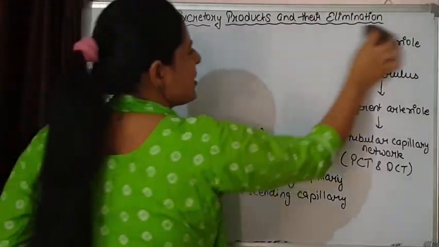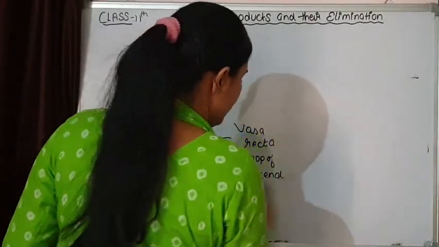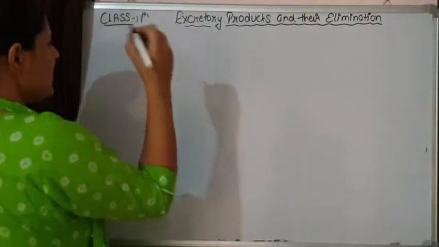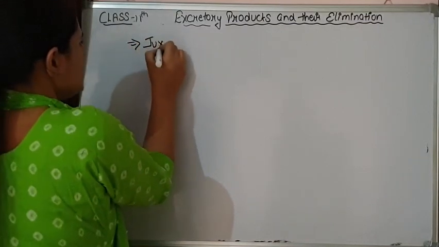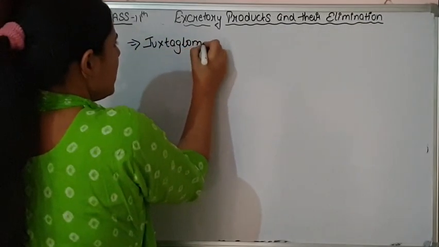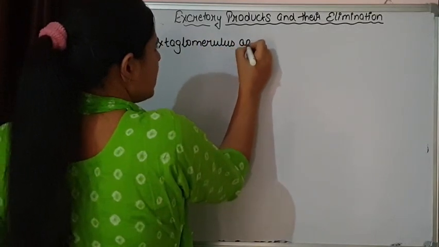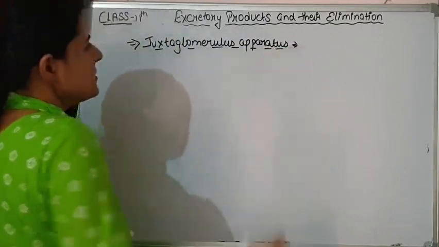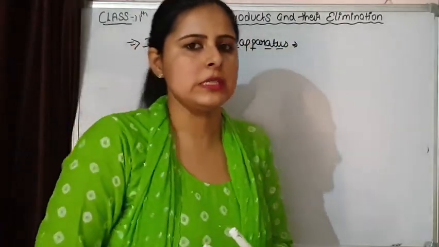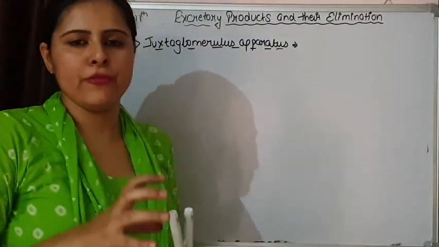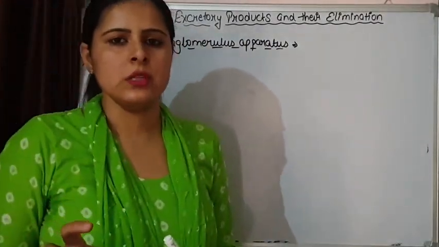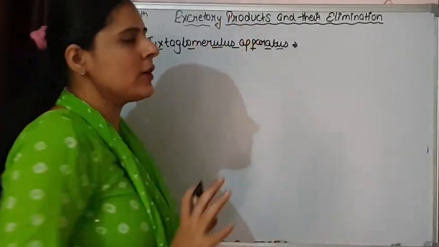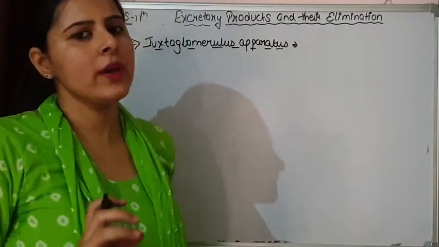Next is the juxtaglomerular apparatus. What does this juxtaglomerular apparatus mean? So the next topic is the juxtaglomerular apparatus. How is this juxtaglomerular apparatus formed and what are its components? We are going to talk about the afferent and efferent arterioles, and the smooth muscles of afferent and efferent. First I am talking about everything, then I will show it in the form of a diagram.